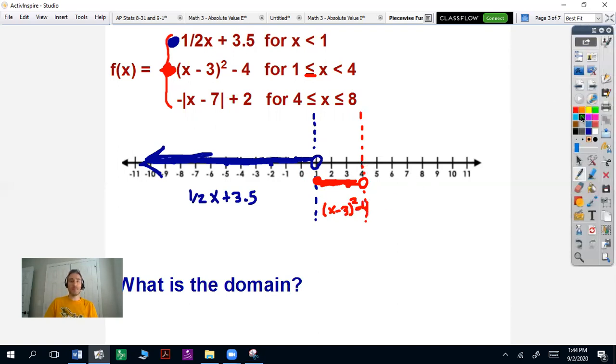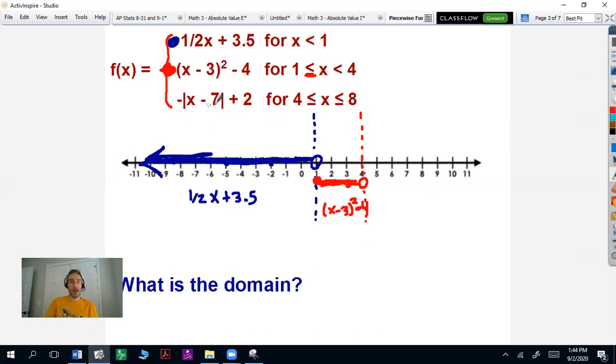And then finally, in our example, the bottom function, the negative absolute value of x minus 7 plus 2, works for all the values, including 4, because it's greater than or equal to 4, 5, 6, 7, and even 8 in this case, because it says less than or equal to 8, and all the numbers in between. But once it hits that, it's done, okay? So this is going to be the negative absolute value of x minus 7 plus 2.